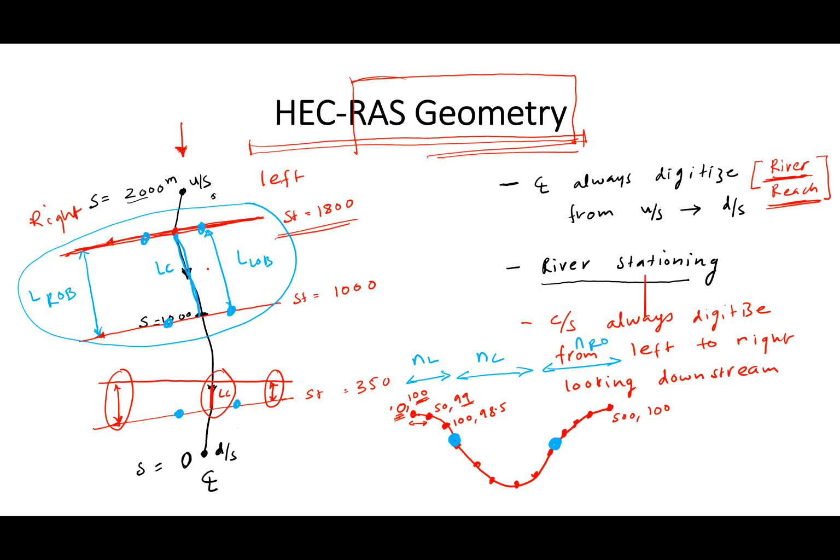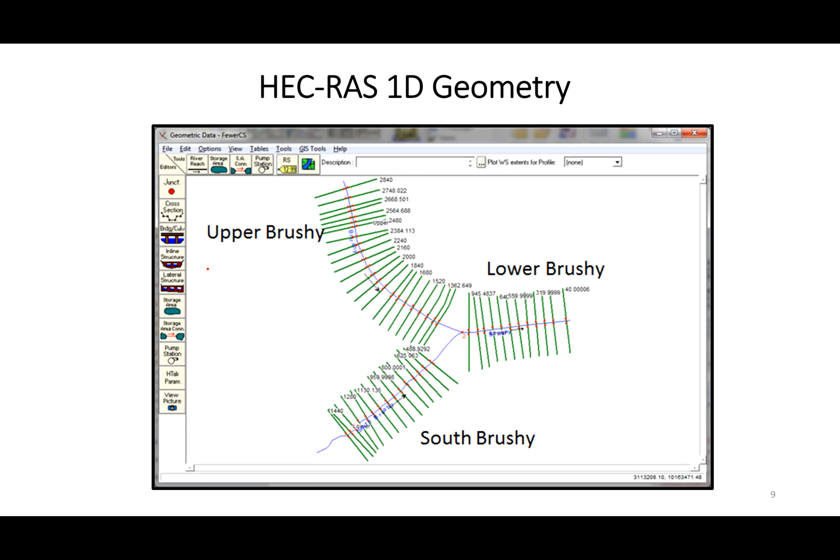And then in my last slide, I just wanted to show you how the actual geometry looks like in HEC-RAS. The blue line that you see here is our center line. The green lines that you see here are our cross sections, and the red dots that you see here are our bank points. Again, this is a simple model. All you have is center line, cross sections, and bank points.